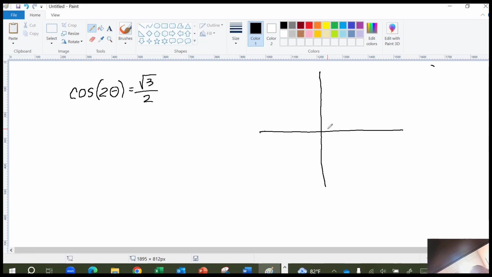We said we know that the cosine is the square root of 3 over 2 here at pi over 6. And we know the cosine is also the square root of 3 over 2 here at 11 pi over 6.